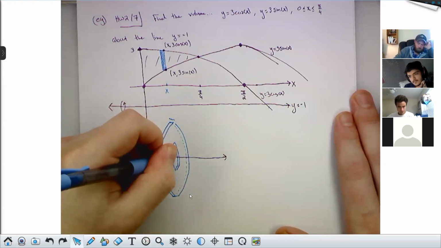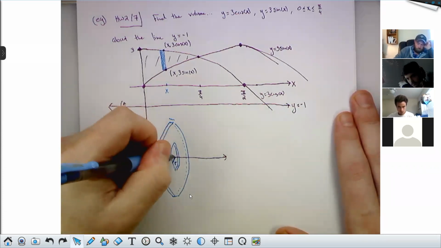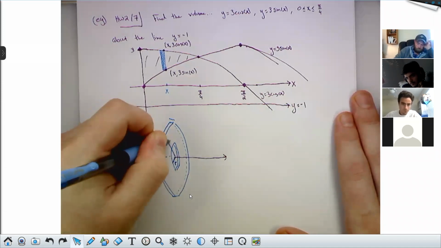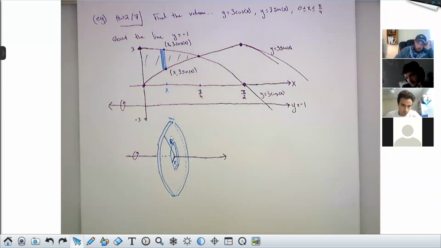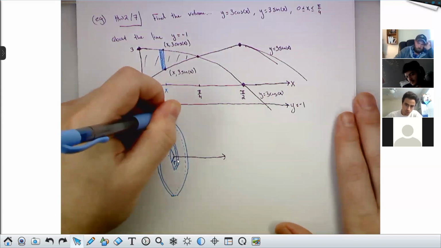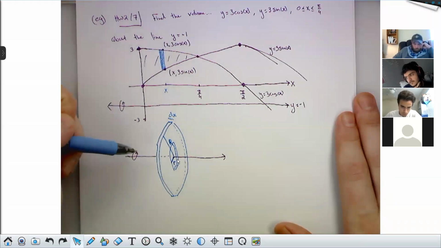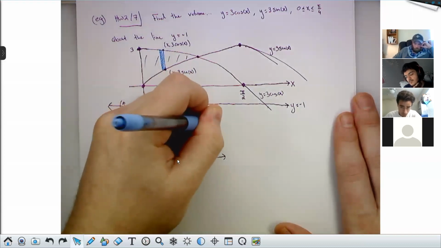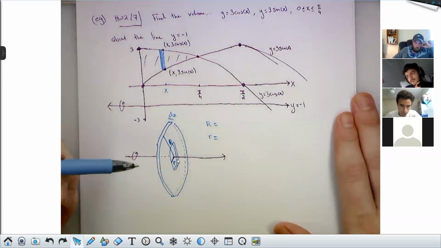I need to know this dimension, which I call little r. And I need to know this dimension, which I call big R. So the radius of the little punched out bit in the middle, that's what we call little r. The radius of the whole thing from the center all the way out to the edge, that's what we call big R. And this thickness is dx, because this strip's thickness is a tiny little horizontal shift. That's a dx shift. I need to know what is big R and what is little r. And since this is a dx, I need them as functions of x.